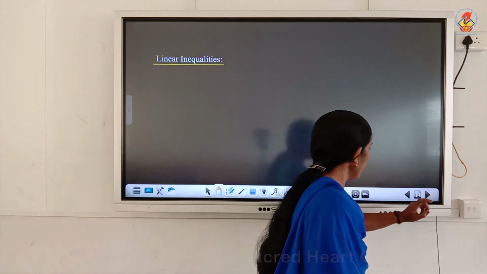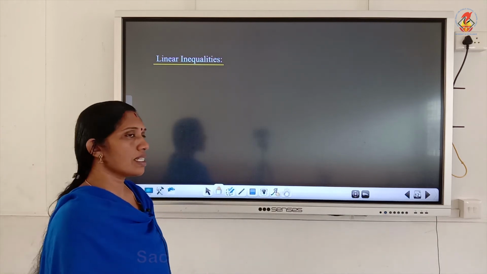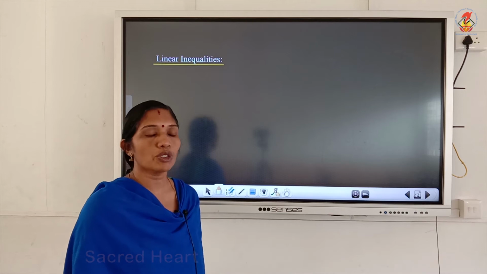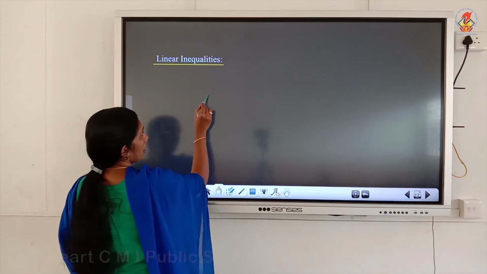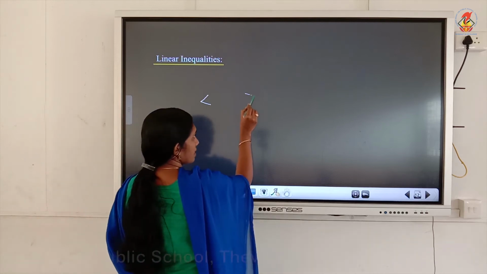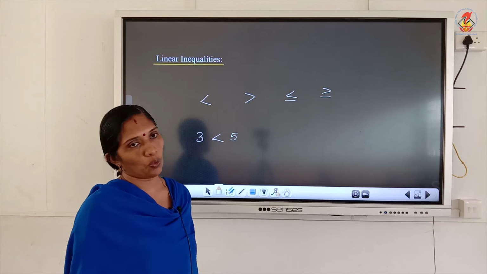So what is the meaning of inequalities? Inequalities means two real numbers or two algebraic expressions related by the symbol less than, greater than, less than or equal, or greater than or equal form an inequality. Two real numbers: 3 and 5 are two real numbers. If I write 3 less than 5, that's an inequality.